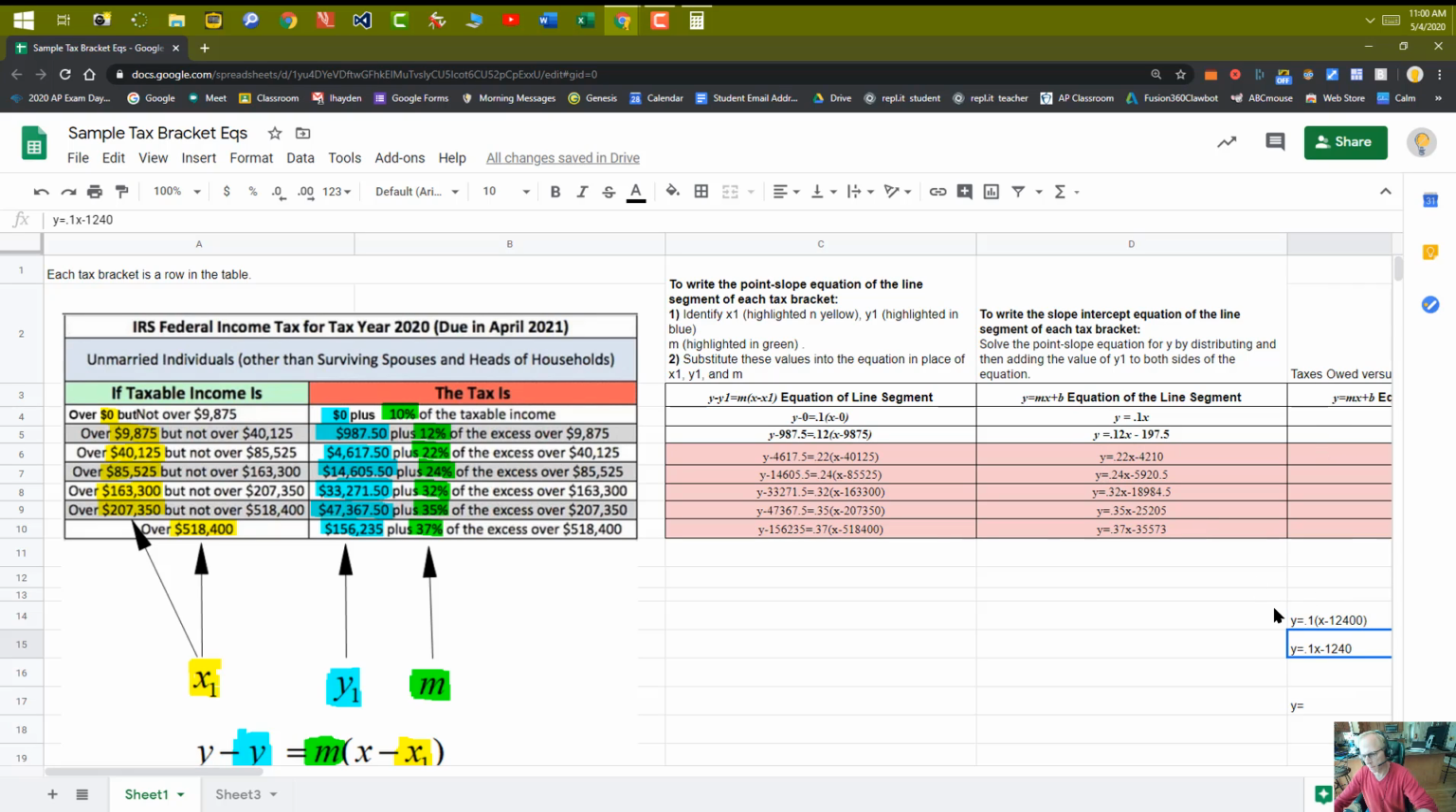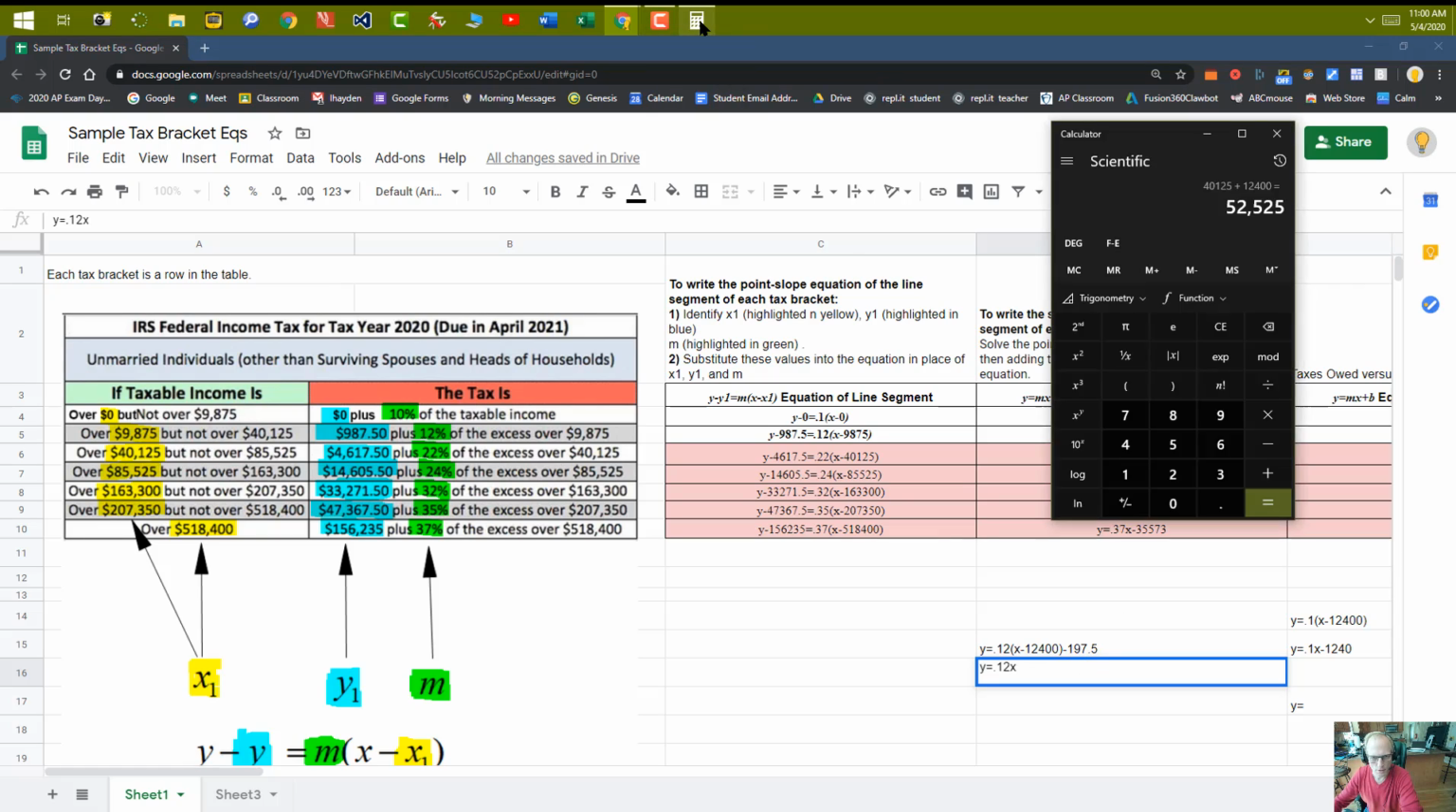So I'm going to do y equals 0.12x minus. So it's going to be, and I'll just do it right here. Y equals 0.12, and now I'm going to do x minus 12,400 minus 197.5. Okay. Well, to get that in slope-intercept form, I need to distribute the 0.12x and then combine like terms. So it's going to be y equals 0.12x, and then I need to do 0.12 times negative 12,400 and then minus 197.5. So let's see what that gives us.